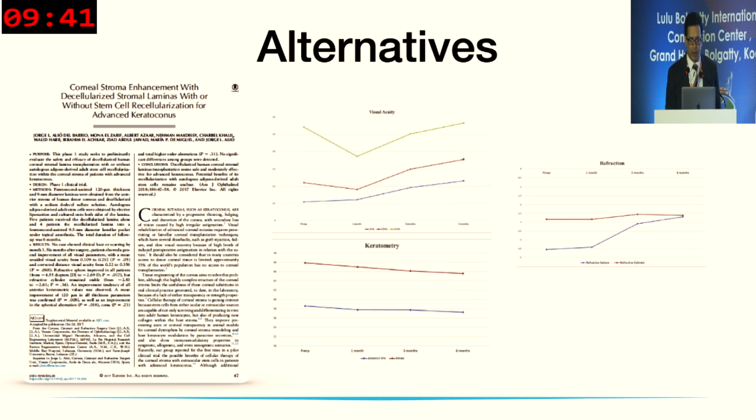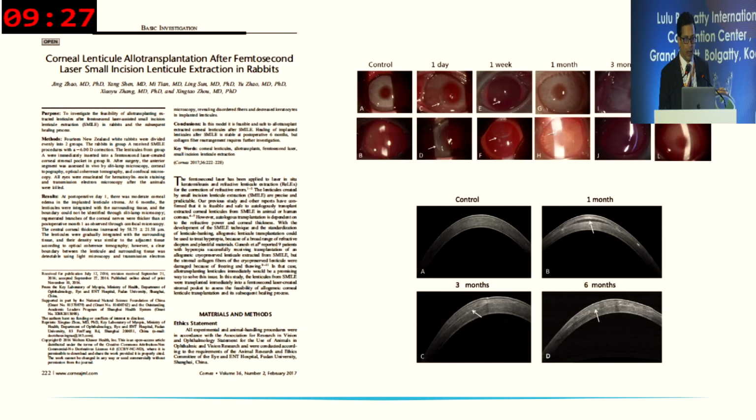There also have been reports about using corneal decellularized lamellae into the corneal stroma from Jorge Alió, where they found again some improvement in visual acuity as well as some improvement in the refractive error of the eye. There also have been reports from China about using femtosecond lenticules inside the stromal pockets of rabbits to see if they are biocompatible and also to see if they can change the refraction of the eye.